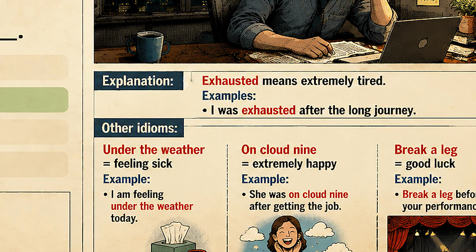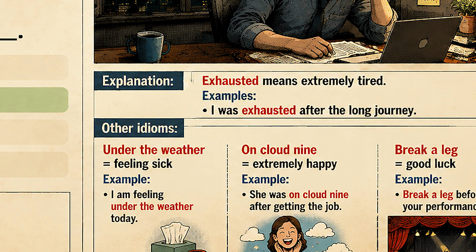You feel sick, you're not well. I'm feeling under the weather today. I don't feel healthy tonight or today. So, to be under the weather is what you say when you're not feeling well, when you're not feeling healthy.